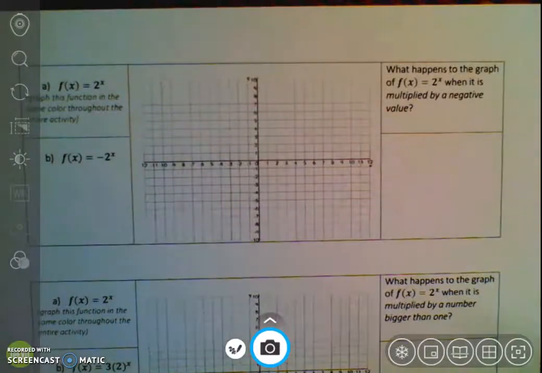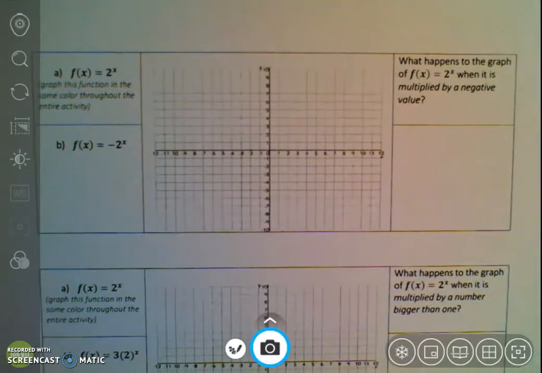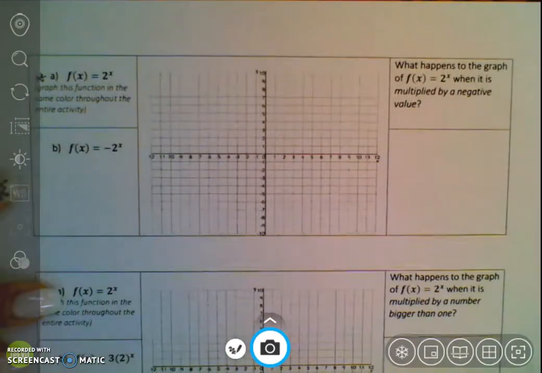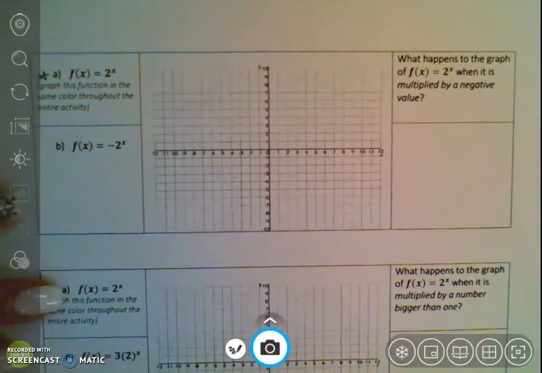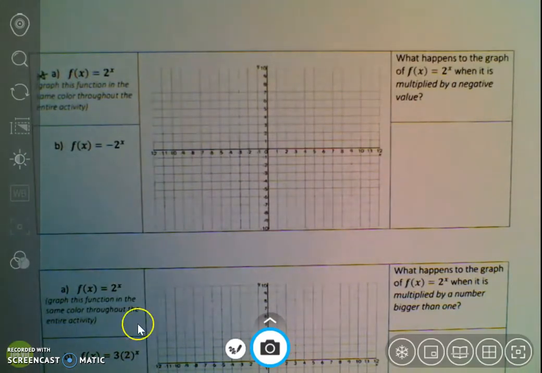Hey guys, so this is the second part of your notes from yesterday. So the first thing we always want to do is to graph the parent function, which is this function right here. So I'm going to pause the video and type it into my calculator real quick so I can put the table on here for you guys.